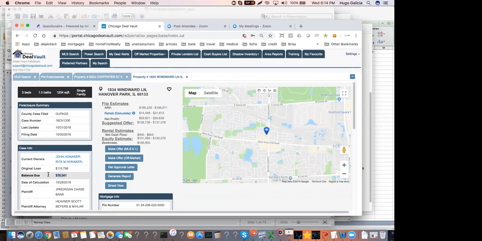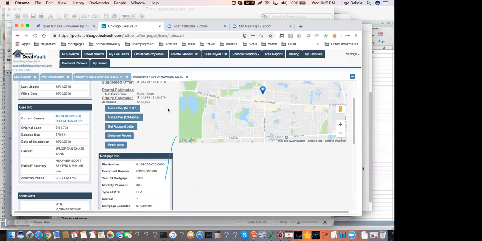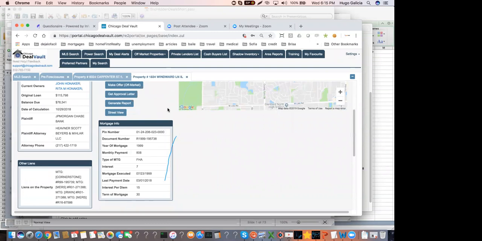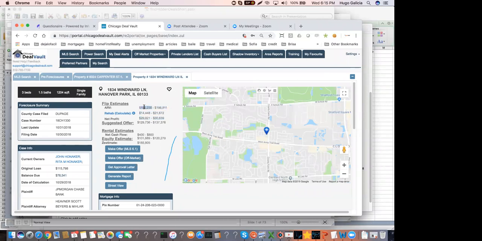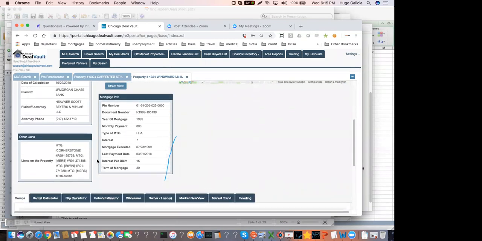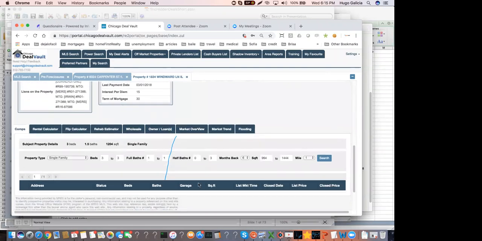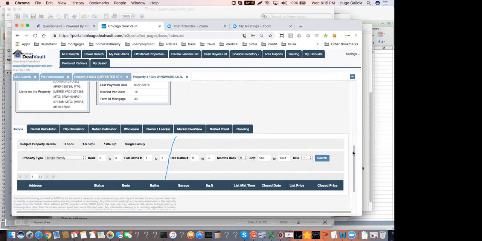Okay, so why is this a great deal? Because the owner, as you can see, owes 78,000, and this property could be worth between 180 to 198. Okay, and then what I'm going to do is, first of all, verify this number, right? The ARV. So the next thing that we're going to do is just find some comps in Hanover Park, okay? For a 3-bedroom, 1.5 bath. So I'm going to scroll down, and then all that we need to do is click on search. So I'm going to scroll to the right, and then we're going to click on search. So we're going to look for comps that have 3 bedrooms.